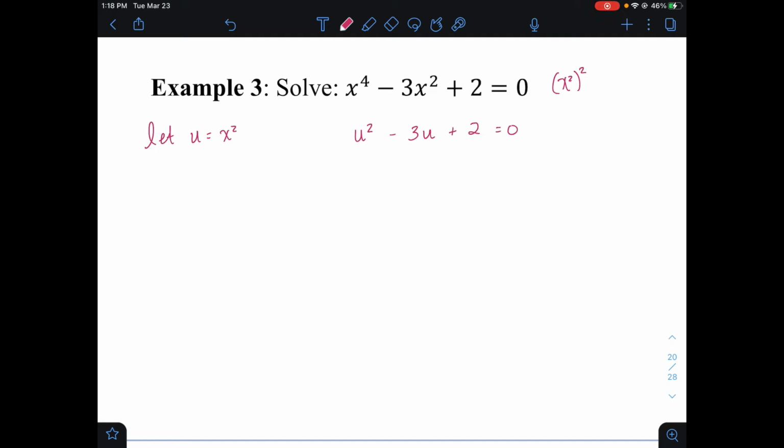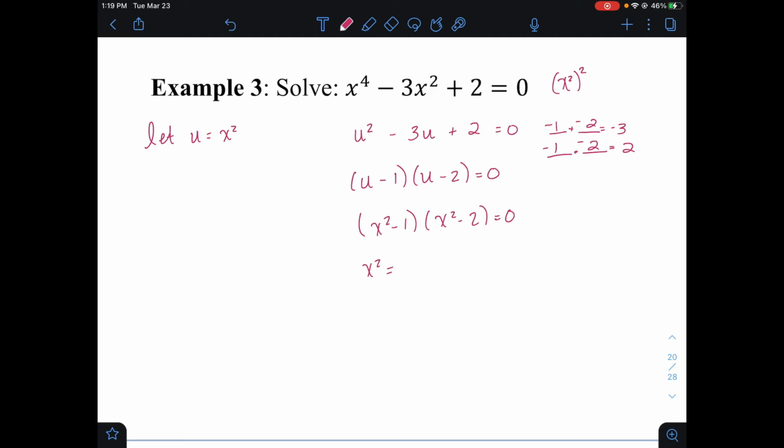So now factor this like normal. So I need 2 numbers that add together to give me negative 3. But when I multiply them, I get 2, where the only factors of 2 are 1 and 2. So they're both negative, and let's double check. Negative 1 plus negative 2 is negative 3. Negative 1 times negative 2 is positive 2, so we're good to go. And that becomes u minus 1 times u minus 2 equals 0. And now I'm going to go ahead and replace each of these with my x squared. So this then becomes x squared minus 1 times x squared minus 2 equals 0.